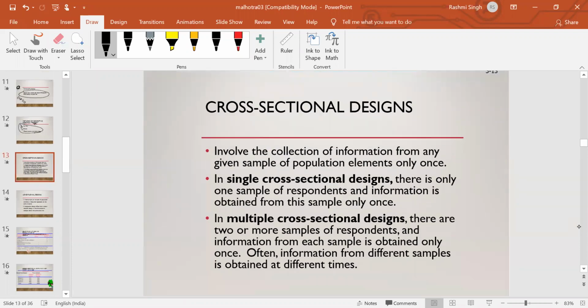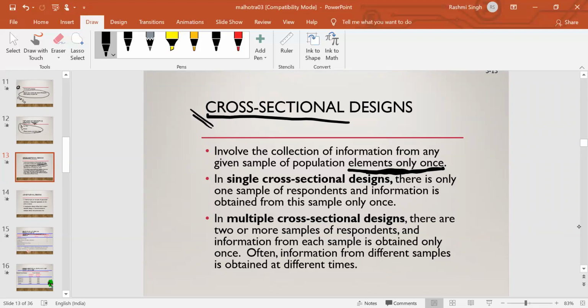Cross-sectional design involves the collection of information from any given sample or population element only once. Means in cross-section, you will select your sample and collect the data from that sample only once. केवल एक बार आप उस particular sample से data collect करोगे, then that particular research is known as cross-sectional design.